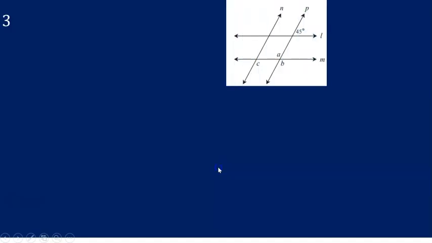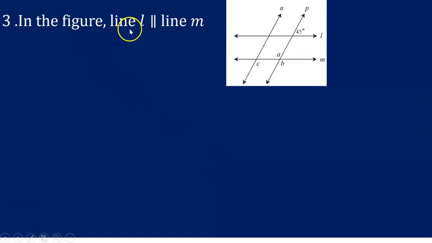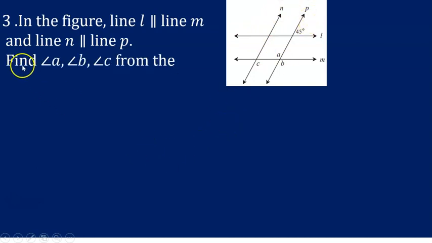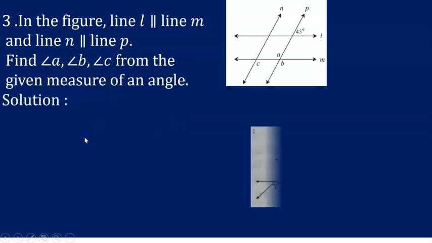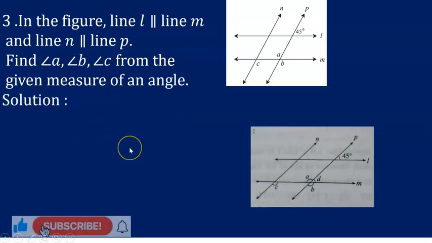Now next, in the figure, line L is parallel to line M and line N is parallel to line P. Find angle A, angle B, angle C from the given measure of an angle. Now the solution, see this here.